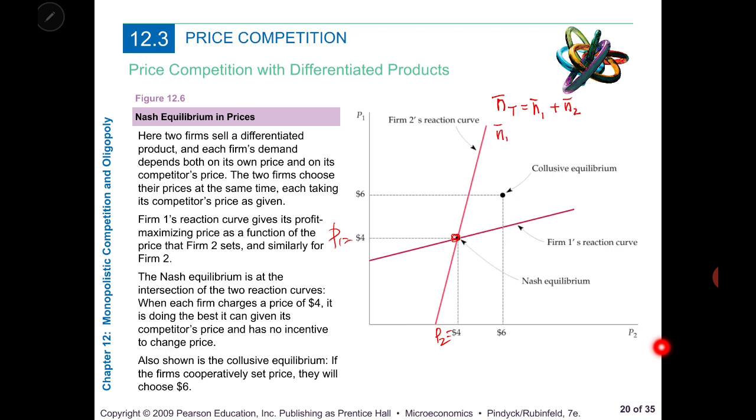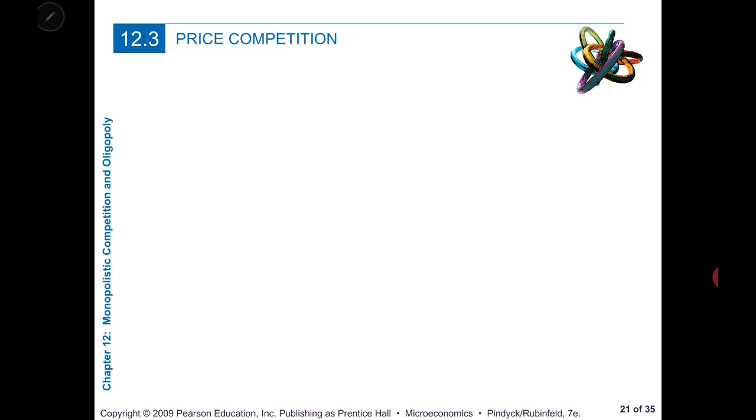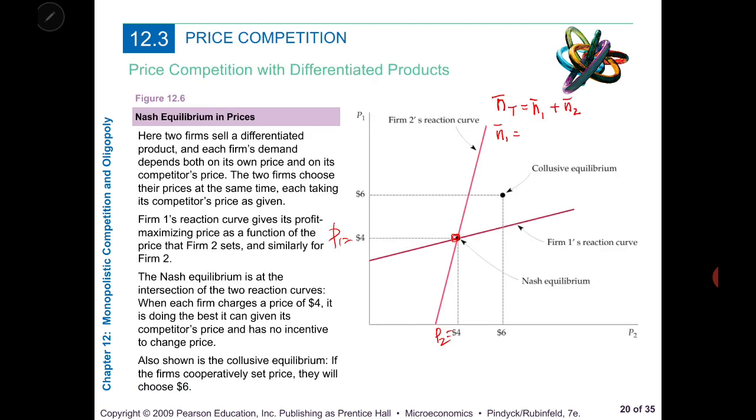And I will now write again N1, from the previous page. N1 is 12P1 minus 2P1 squared plus P1P2 minus 20. Since they share the total profit, N1 will equal N2, right? So total profit will be simply 2 times N1, because N1 is the same as N2.